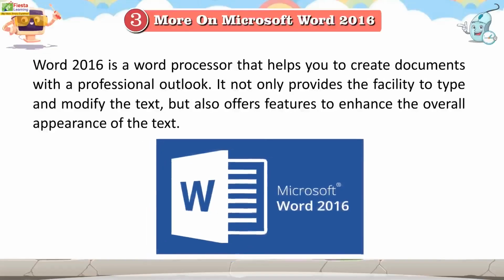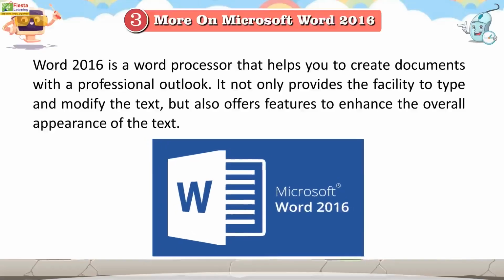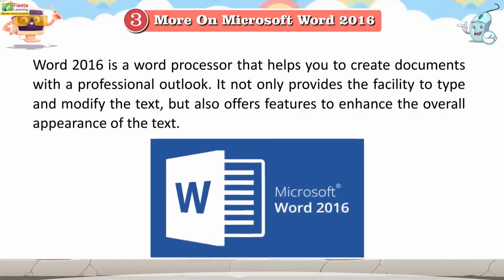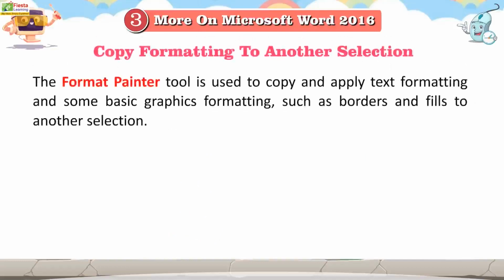Word 2016 is a word processor that helps you to create documents with a professional outlook. It not only provides the facility to type and modify the text, but also offers features to enhance the overall appearance of the text. Copy formatting to another selection. The Format Painter tool is used to copy and apply text formatting and some basic graphic formatting, such as borders and fills to another selection.